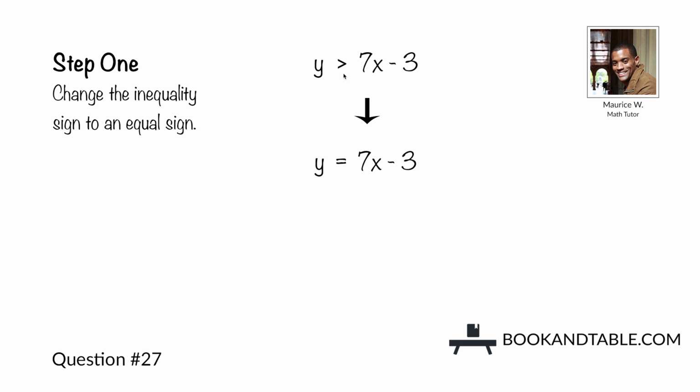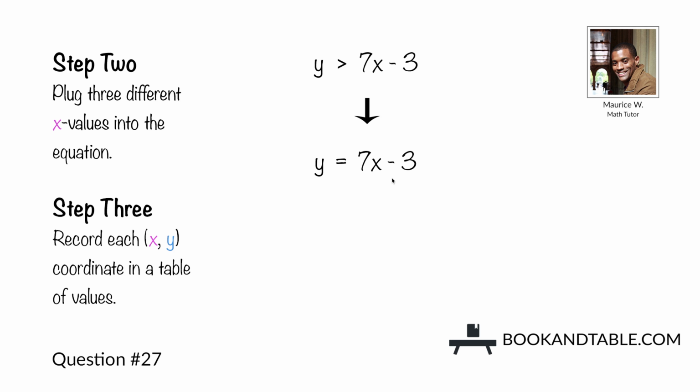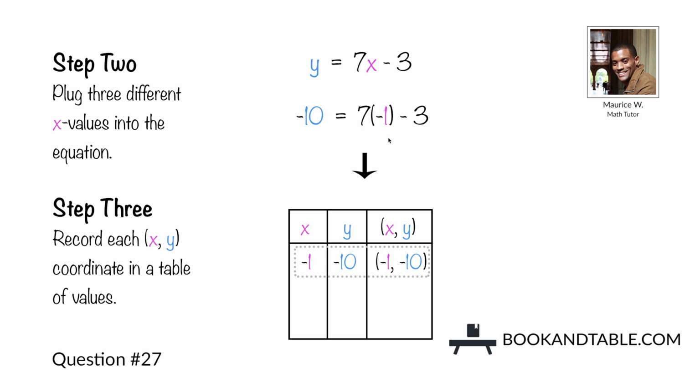So step 1, change the inequality sign to an equal sign. This gives you a linear equation that you can plot just as you would a regular line. So step 2, plug 3 different x values into the equation. And step 3, record each xy coordinate in a table of values.